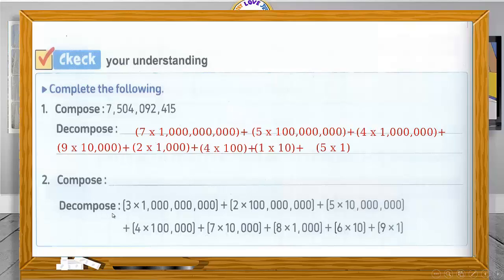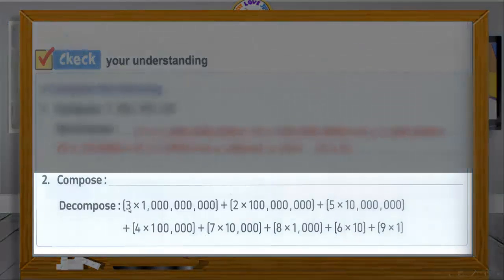Next one, he wants you to compose 3 times 1 milliard. So write 3 in the 1 milliard place. This is the first period from the left side. 2 times 100 million. So in the next period, the millions period, in the hundreds place you should write 2. 5 times 10 million. So in the tens millions place, write 5. 4 times 100,000, write here 0, because we go to the next period, the thousands place.